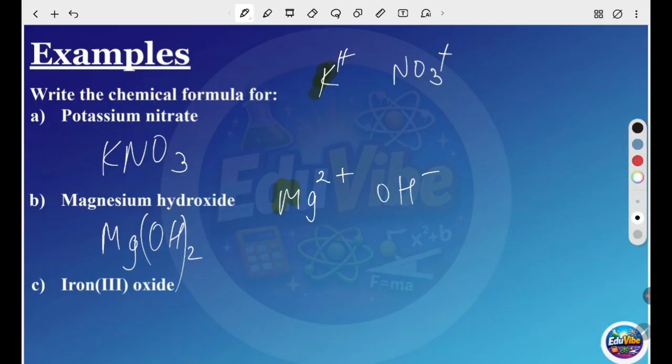Next we have iron(III) oxide. Iron is Fe, and the III means we have a 3 positive charge on it, and we have oxide, which is O 2 negative. Here again we didn't cancel anything, so we get Fe2O3. So this one is iron(III) oxide.